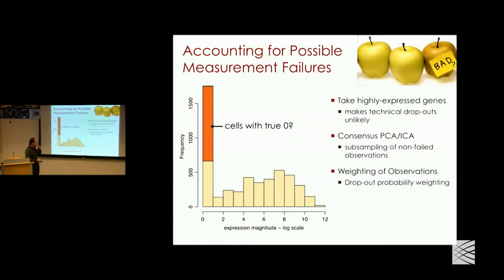And so this is why we went with this. Of the variety of strategies you could use to make sure your PCA analysis doesn't recognize that as a separate subpopulation if it's mostly technical failures, we settled on this weighted PCA approach, which essentially weights by the probability of a technical dropout.